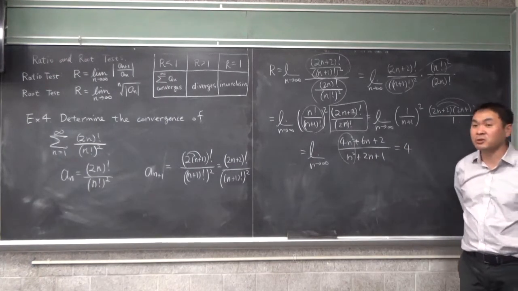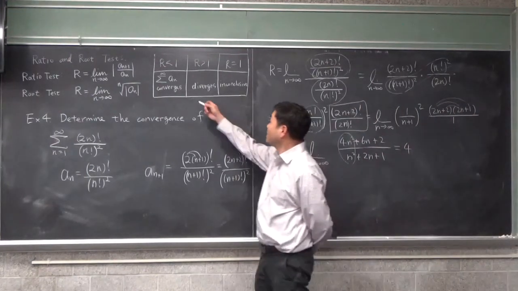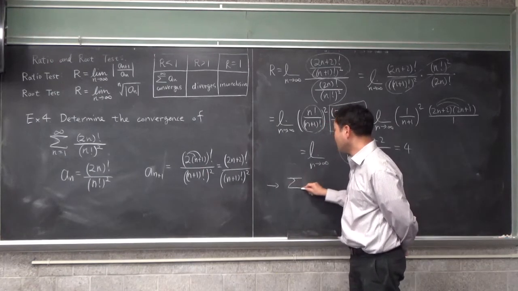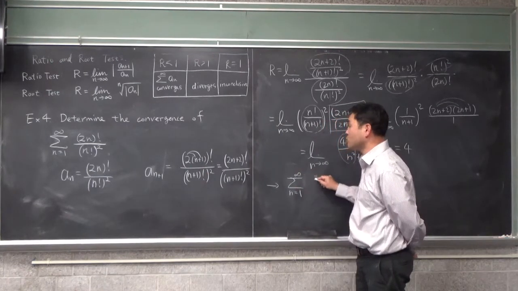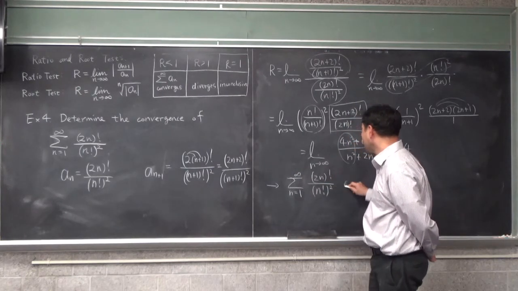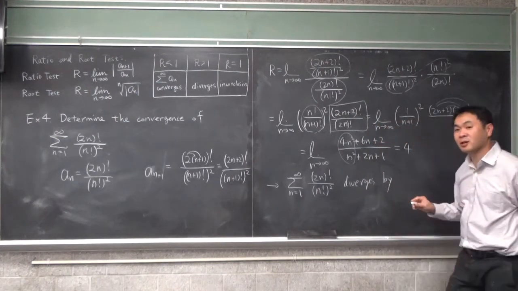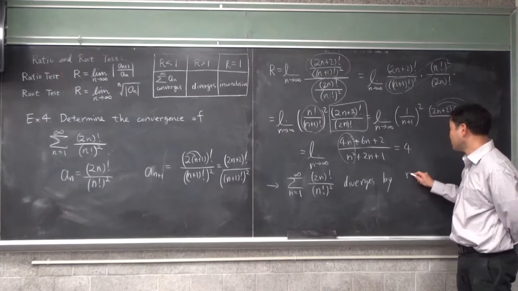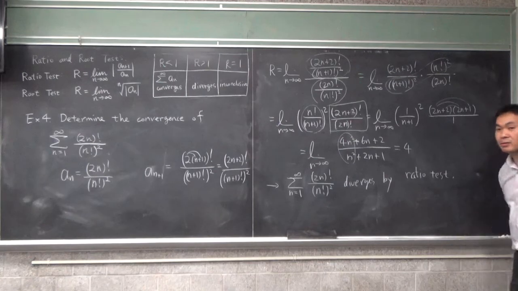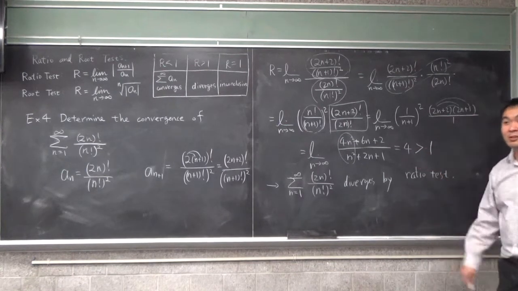Okay, therefore, what do we know? It's divergent. It's divergent because this is a case when r is greater than 1, therefore the summation from n equals 1 through infinity of 2n factorial over n factorial squared diverges by what test? By the ratio test. Oh, and you also want to say that this is bigger than 1. That's why it diverges.